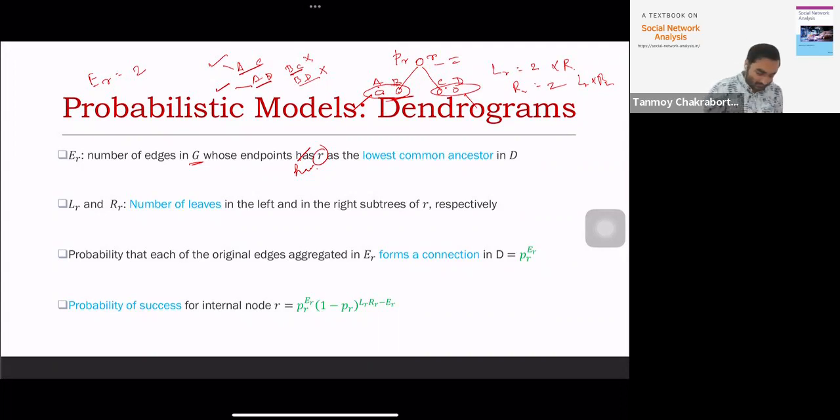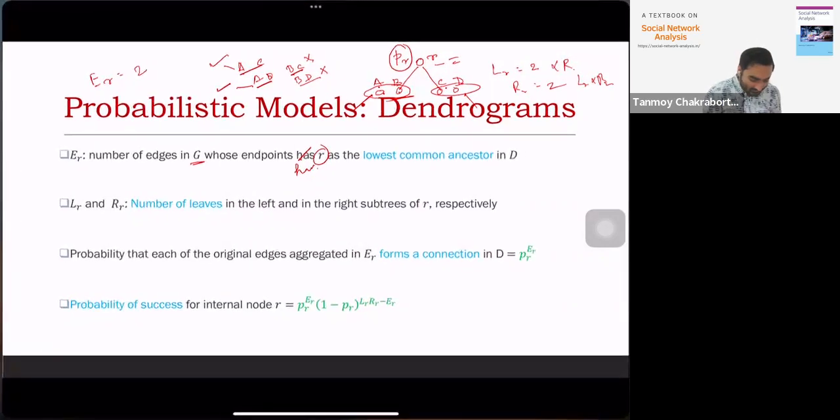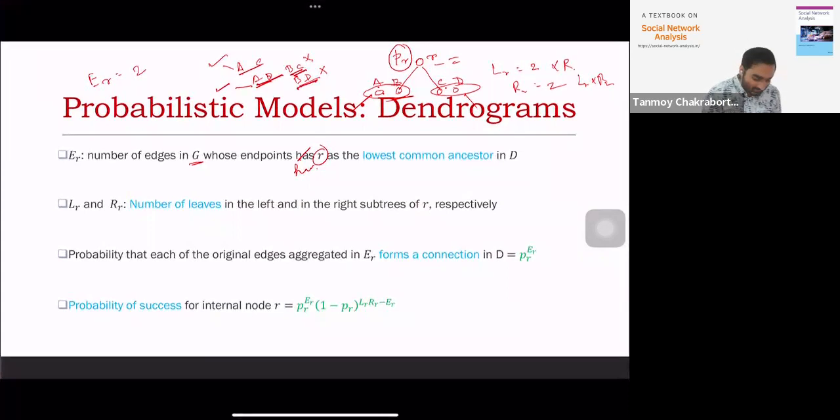Okay, all right. We also know the probability PR of being connected. Probability PR that 2 nodes which are descendants of the internal node R are connected, right? So now what does it mean? The probability that each of the original edges, so there are 1, 2, 3, 4 possibilities, and among them ER number of edges are actually there, and we are assuming that these edges are formed independently.